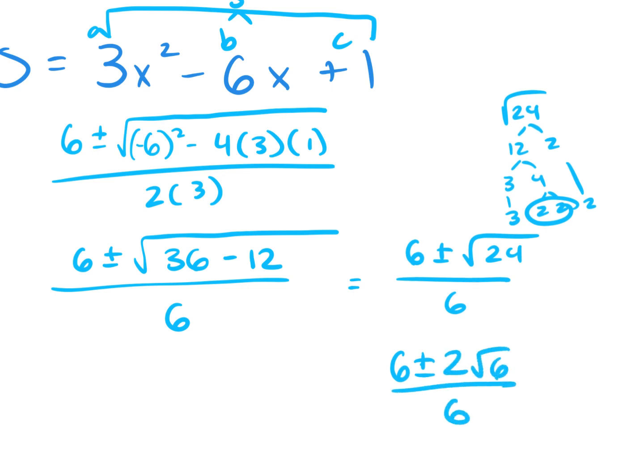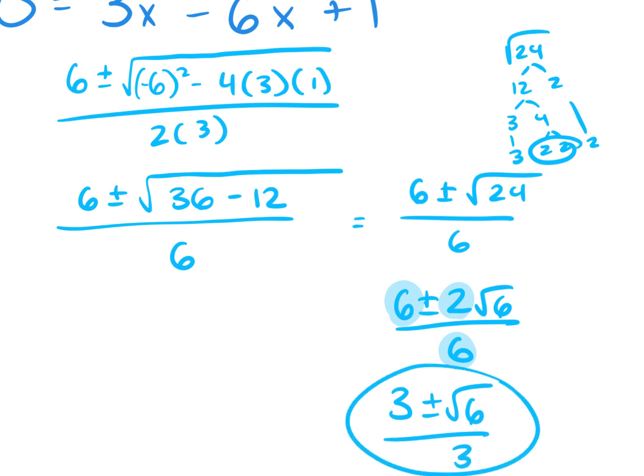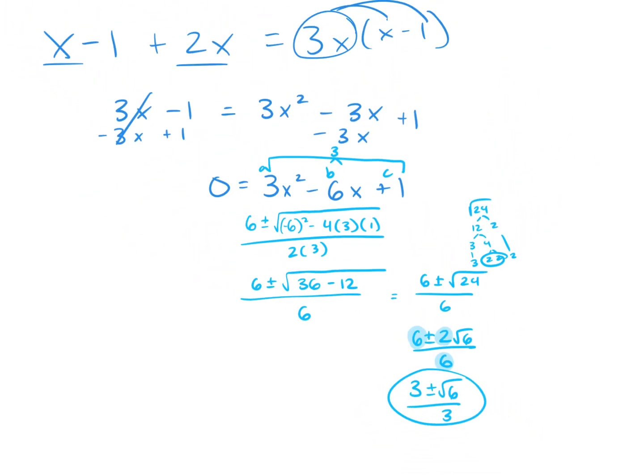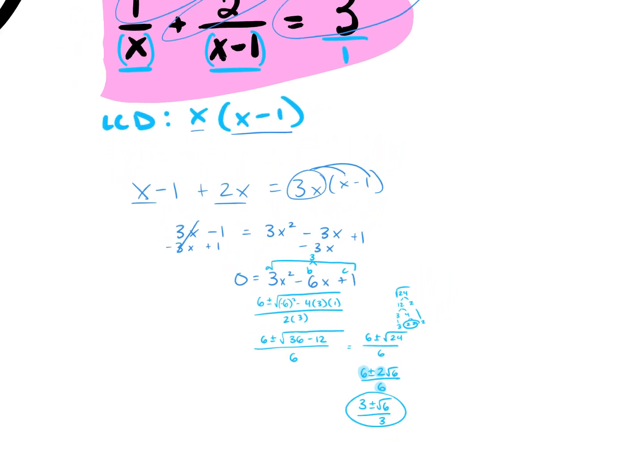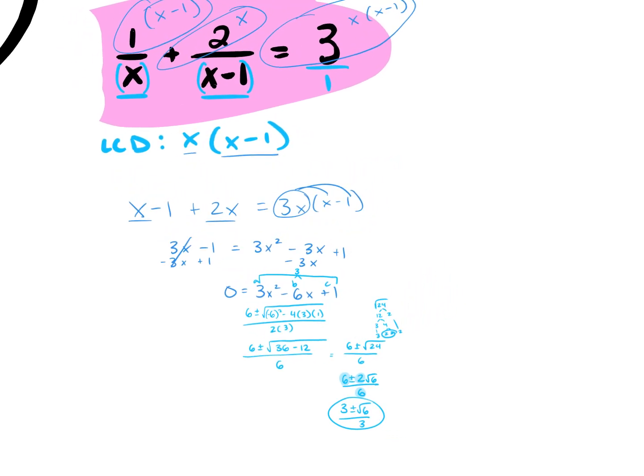Can we simplify? Yeah. How? Divide everything by 2. So all 3 of our whole numbers are divisible by 2. So now divide them all by 2. We get 3 plus or minus square root 6 over 3. That would be our answer. Obviously here, if we plug it back in, it's not going to give us 0 in the denominator, so we're good. That would be our answer.